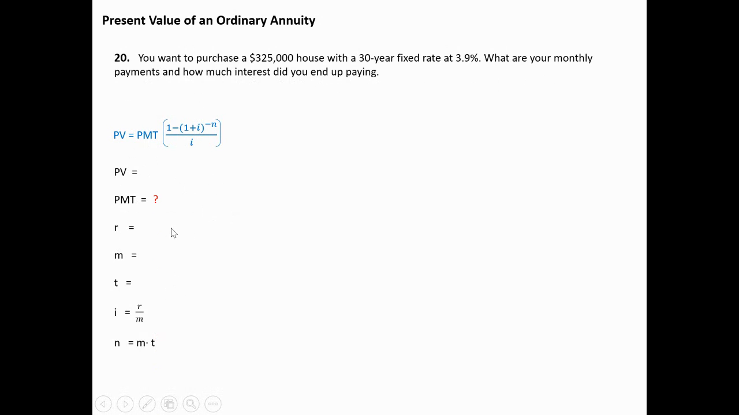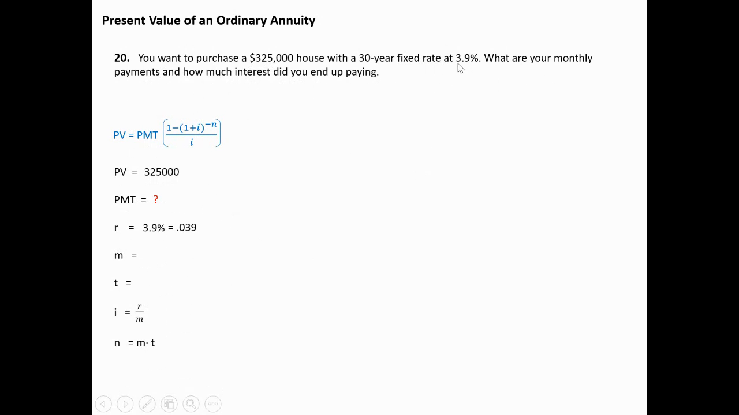So we're looking for the payments. This is how much you want to borrow from the bank, $325,000. So that's your present value. The R, which is the interest rate, will be the 3.9%, converted to a decimal, it's going to give us 0.039.